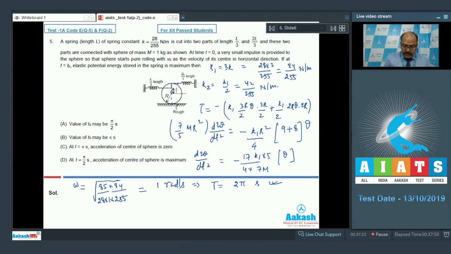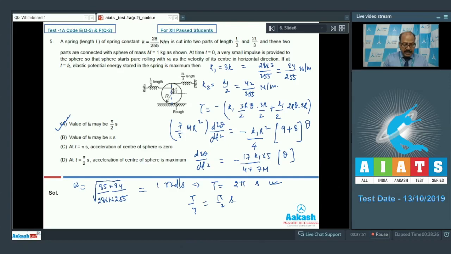So option A, if I say t by 4, the value of t by 4 is pi by 2 second. That means option A is correct. At time t0 equal to pi by 2 second, the sphere will be at its extreme position where the potential energy stored in the springs is maximum. So option A is clearly correct.